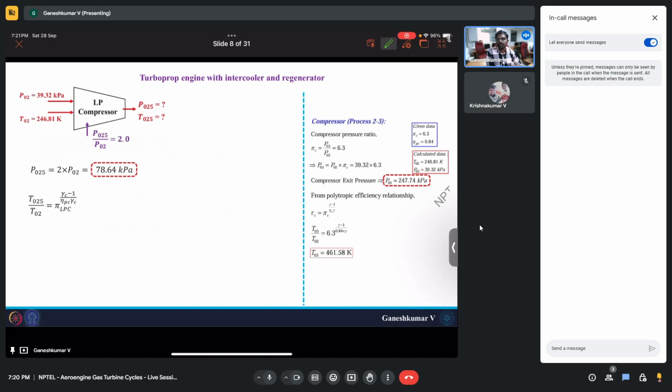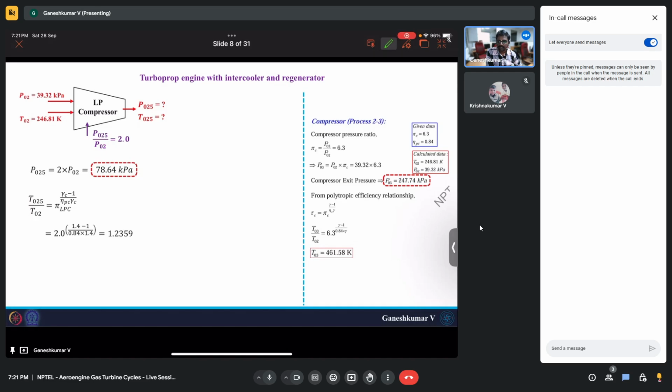The temperature here, what they have given is they have already given the polytropic efficiency. So from the polytropic efficiency, you can directly find the temperature ratio. And from the temperature ratio, you can actually find the temperature at the exit of the low pressure compressor. So that's what we are going to do here. Formula wise, both are same. There is not much of a difference. Only thing is the pressure ratio would be different compared to whatever we solved.